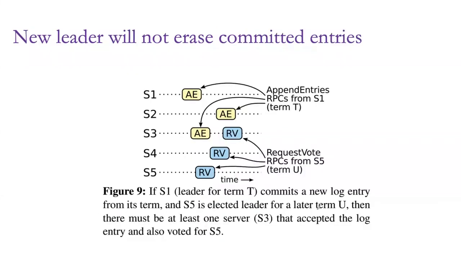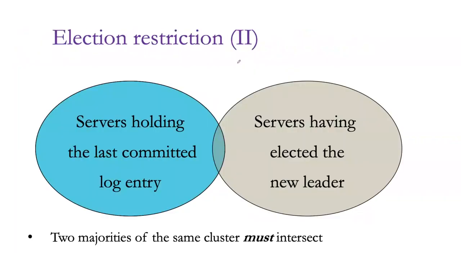So the new leader will not erase the committed entries once committed. Once any new entry is committed, no server has the right to erase those entries. So here it achieves immutability. As we said, your blockchain is immutable, correct?